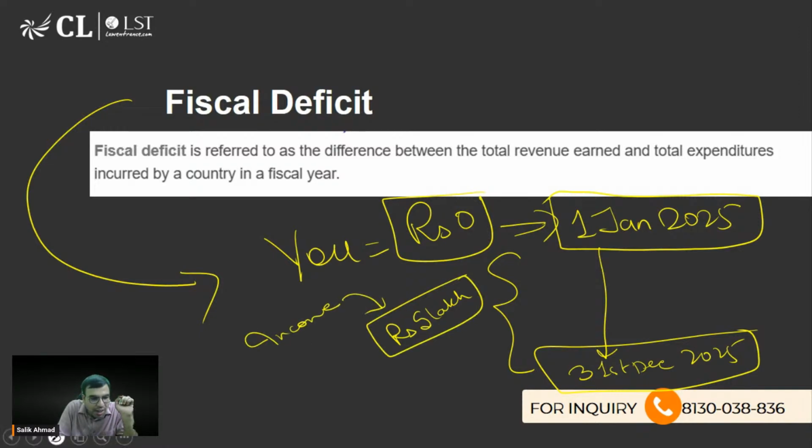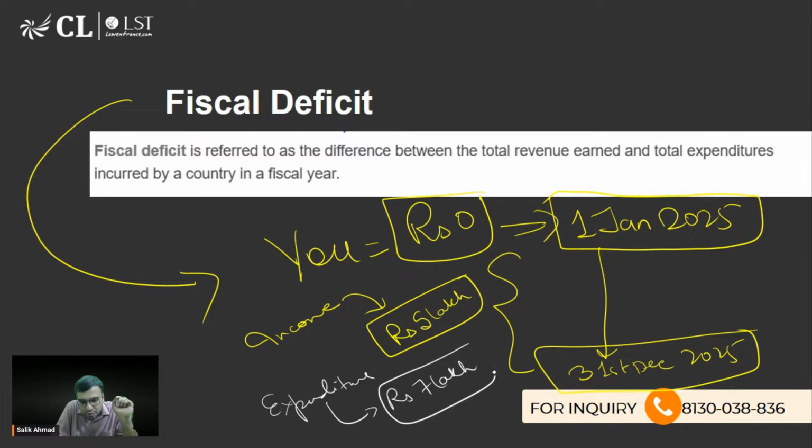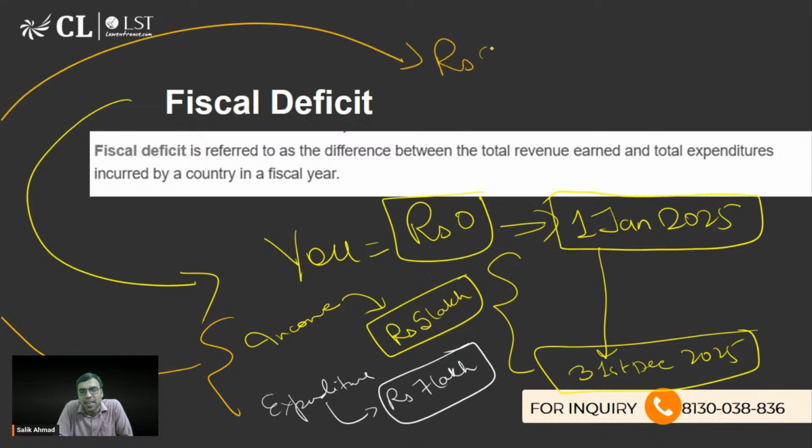And your expenditure was ₹7 lakh. Now the question is, when you had no wealth earlier and you earned 5 lakh, how did you spend 7 lakh? That is the question, how is it possible? So it means this 2 lakh rupees you must have taken as a loan from someone, maybe from your friend, from a bank, from anywhere.